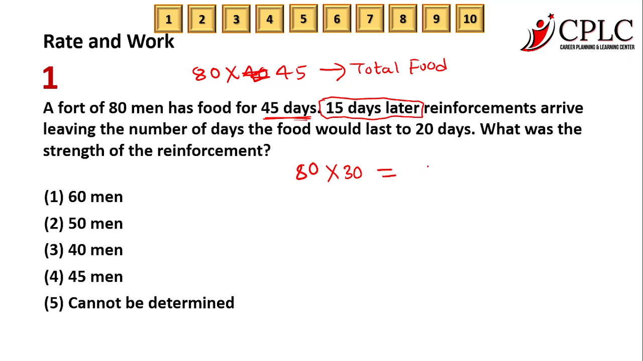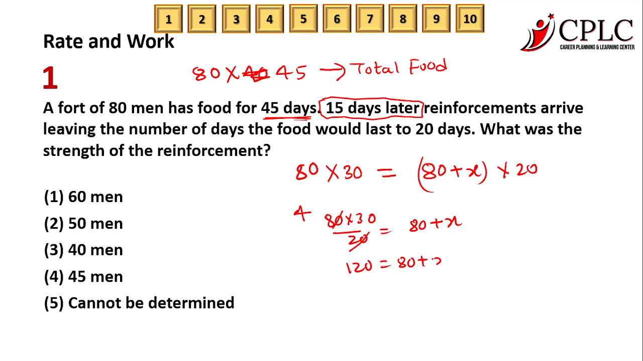So the strength of the reinforcement we do not know, so let's assume that is x. So now we have 80 plus x, 80 original people and then x, that is the reinforcement that has arrived, and this will last for 20 days. You solve this simple equation, you get your answer. 80 plus x is 120, obviously x has to be 40. So 40 men arrived extra as the reinforcement, which is the answer.